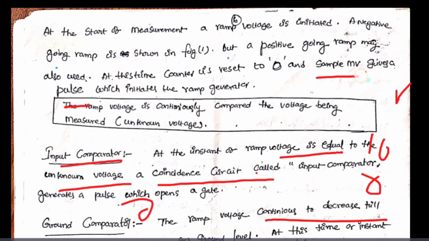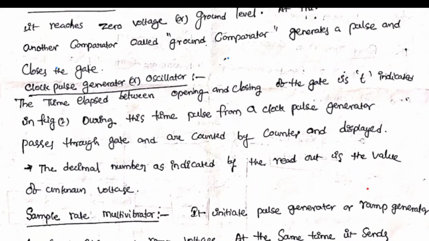Here, in this, one gate is there. The time elapsed between opening and closing of the gate, T, indicates that during this time a number of pulses will be passed to the counter. Until the ramp voltage goes from 10 volts to 0 volts, a number of pulses will be passed to the counter, and the counter counts the value. The decimal number is indicated by the readout, and that value is the unknown voltage. That is the actual thing happening in a digital voltmeter.